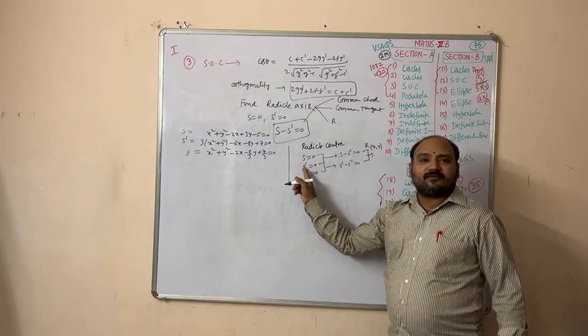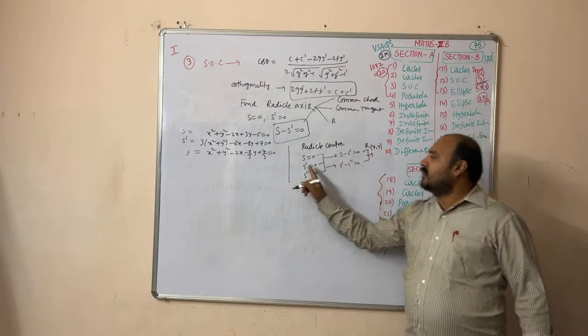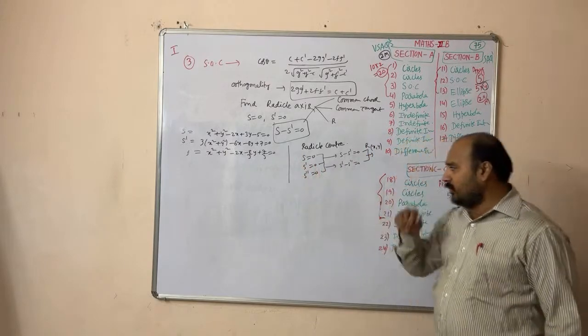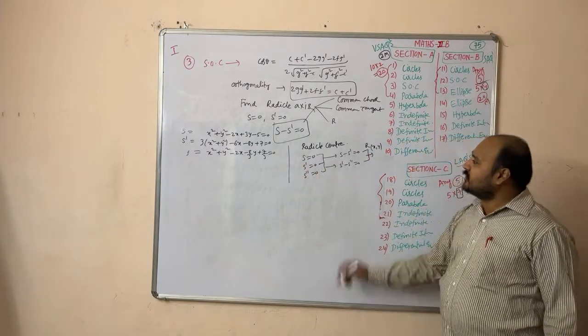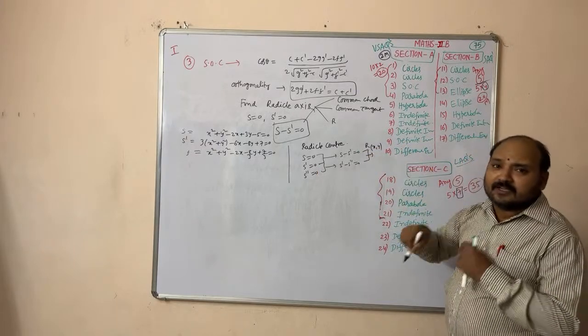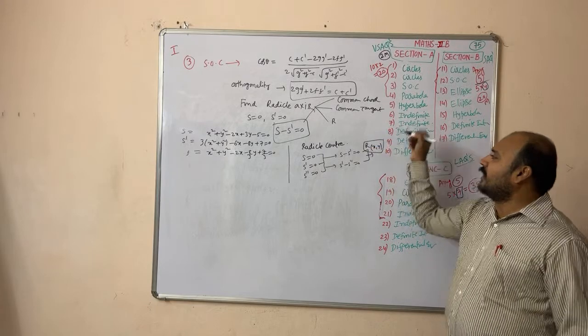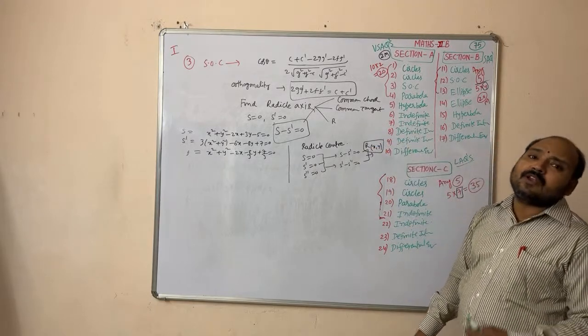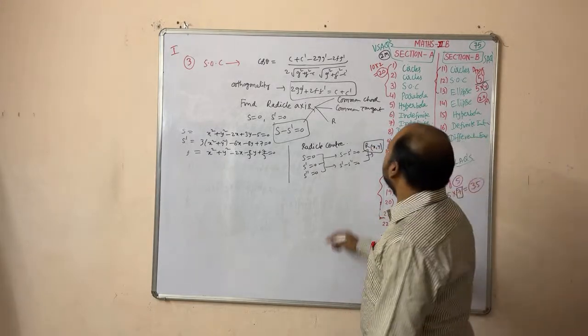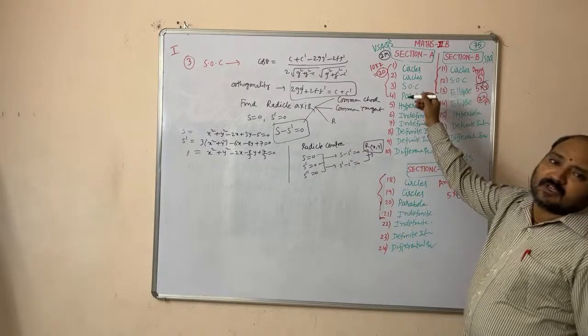Subtract the first equation from the second to get one equation, and the second from the third, or the third from the second, to get another. Solve these two equations simultaneously. You will get R of x comma y. This is called the radical center of the given circles. So these are the possibilities in the system of circles.